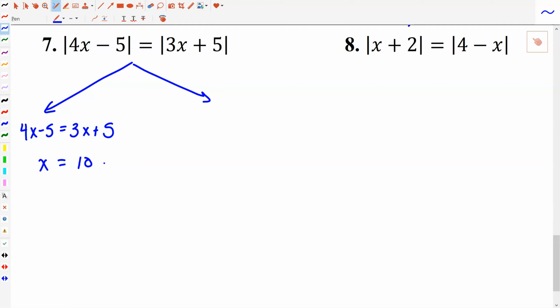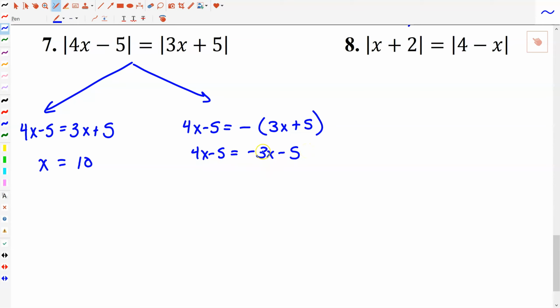But now we have to worry about the second case. For the second case, I need to take the opposite of one of these two expressions. It doesn't matter which one you take the opposite of, it just needs to be one of them. I like to always take the opposite of the second expression. So this first expression, the 4x minus 5, I'm going to leave alone, and for the second expression I'm going to take its opposite. When you take the opposite of an expression, it effectively changes the sign of every term in that expression. So this ends up being the second case that I need to solve for.